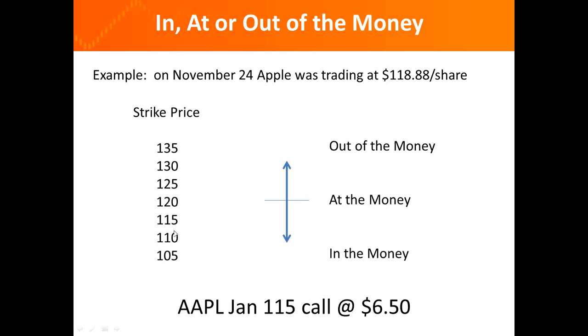Now, anything below that would be called in the money, because in the money means it has real value. It has intrinsic value. Anything above that means if you have an Apple strike price of 130 and the value is 118, there is no value. The only value you have is time, and that's called an out of the money option. These will be cheaper. These are more expensive.